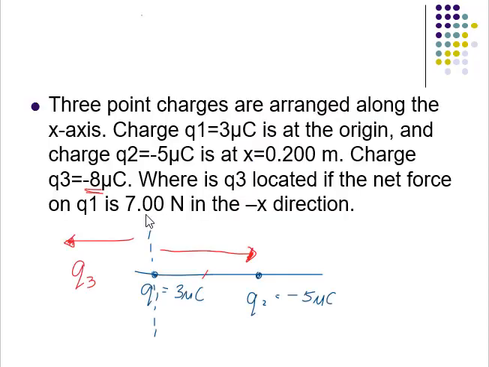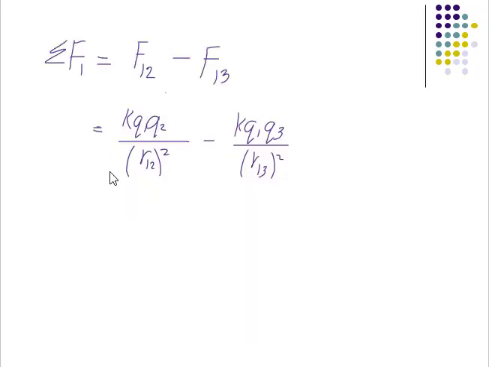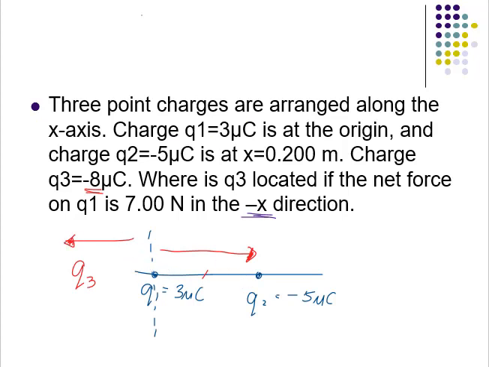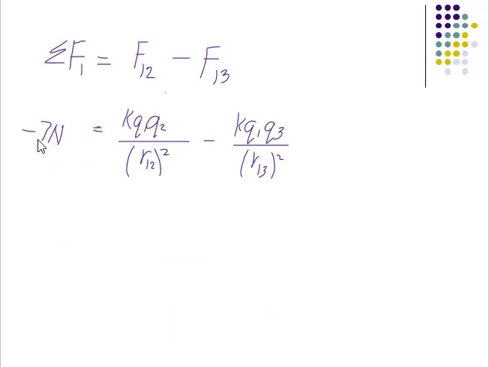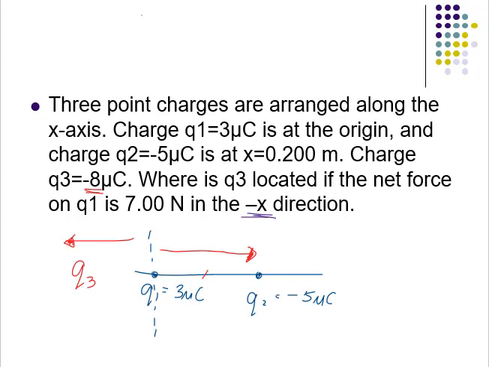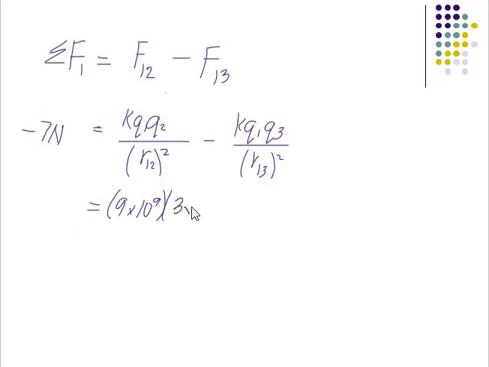And then, take note, the net force is 7 newtons and it's to the negative, so we have here negative 7 newtons. Are the signs consistent? The force exerted by Q2 is to the right, and the force exerted by Q3 is towards the left, so that we have a negative net force, negative 7 newtons. So let's now have 9 times 10 to the 9, and substitute the given. Our Q1 is 3 microcoulomb, so 3 times 10 to the negative 6 coulombs. And then Q2 is negative 5, so that's 5 times 10 to the negative 6 coulombs, absolute value of that, divided by the distance R12.